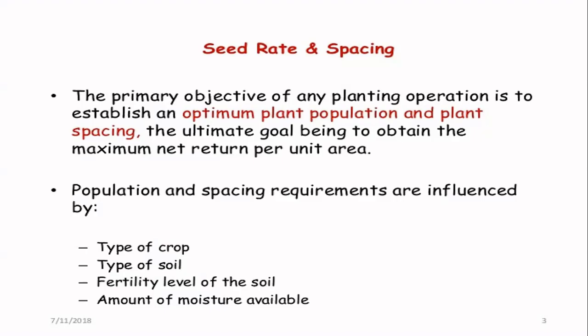Density means, in one unit area, how many plants. It depends on the type of crops, type of soil, fertility level of the soil, and amount of moisture available. Right? These are the key factors to decide how many seeds to sow per particular soil.